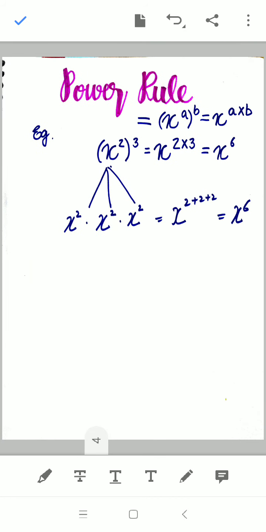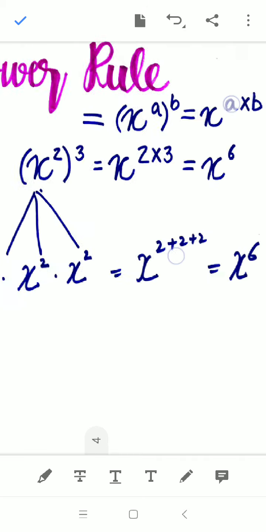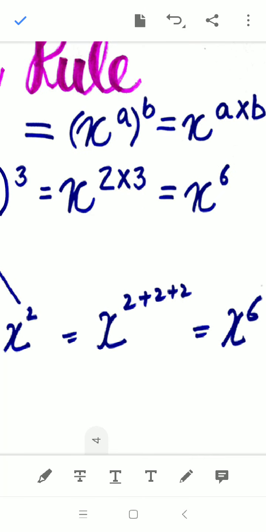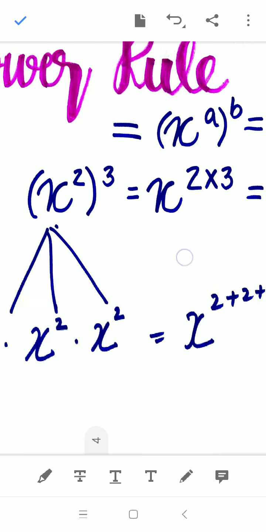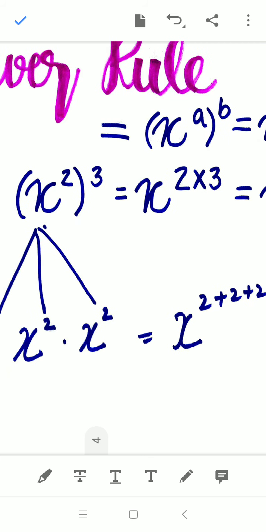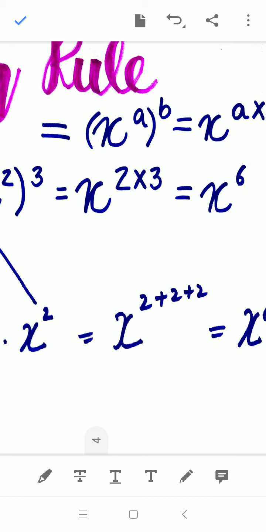The next is power rule. As you can see on the screen, x raised to the power a whole bracket b. Whenever it is like that, we have to multiply the powers. Now let us see the example. X raised to the power 2 whole bracket 3. We multiply the power 2 into 3 and it becomes 6.